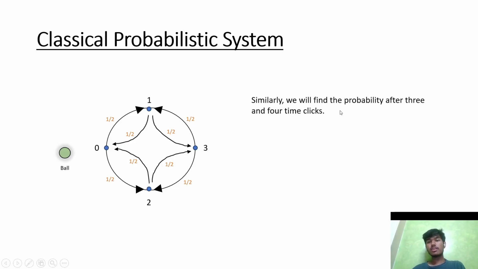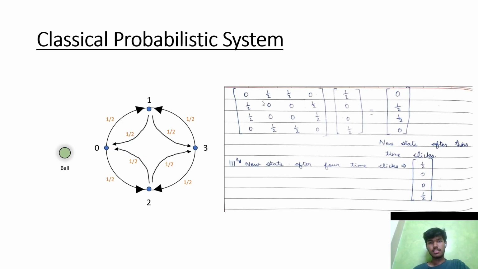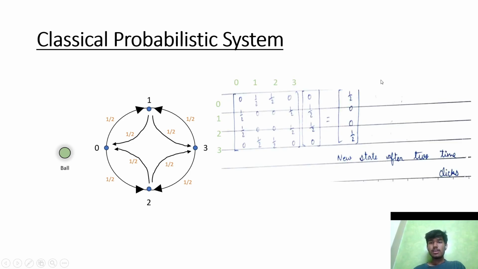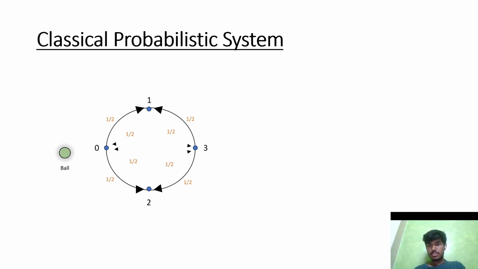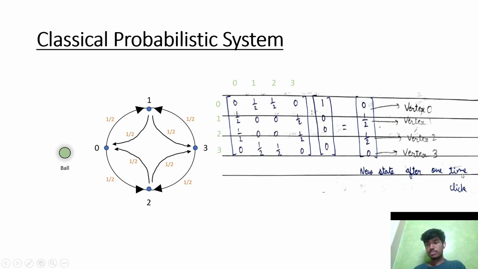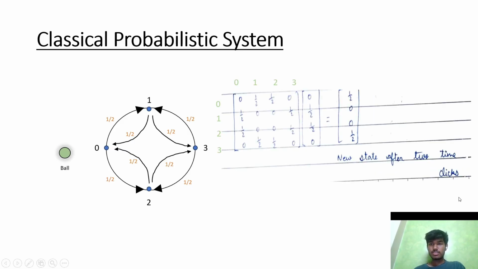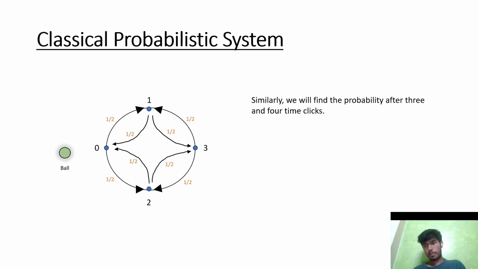Now similarly, we'll also find the probability after three and four time clicks. So this is the adjacency matrix. This is the new state matrix that we got after the second time click. So after we multiply, we get 0, half, half, 0. Now, if you look closely, this is the same matrix that we got, which was right here, the new state after one time click. So it's basically stuck in a loop now.